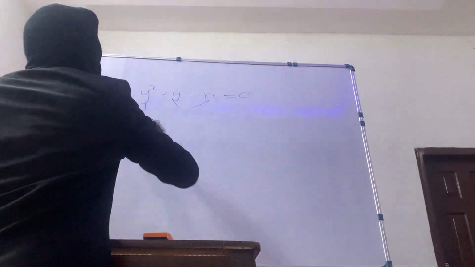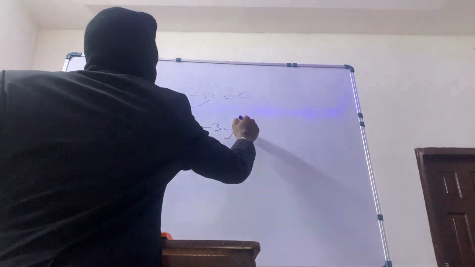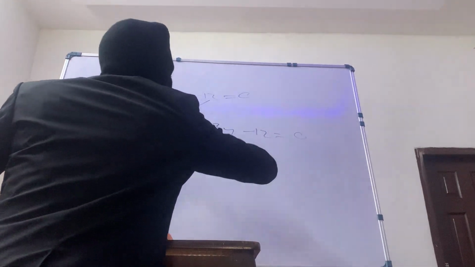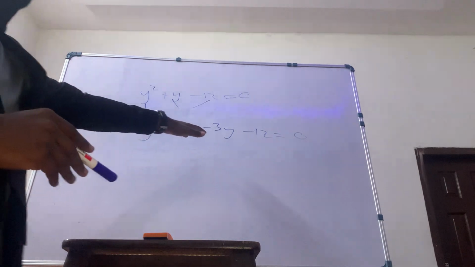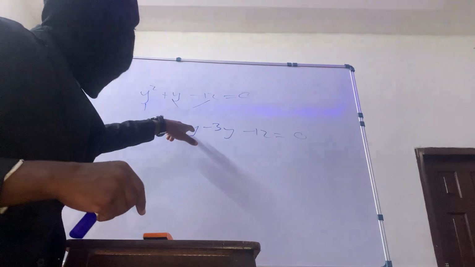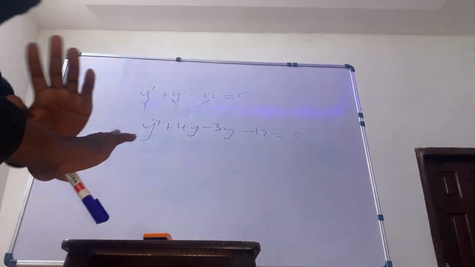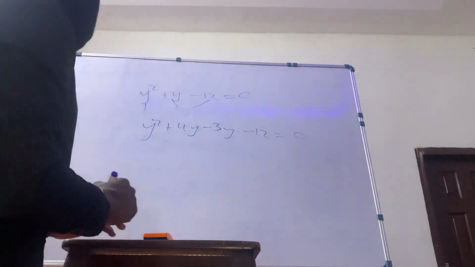We are going to say y squared plus 4y minus 3y minus 12 is equal to 0. If you can see here, we haven't changed anything, because if we do the summation, 4y minus 3y, we are just going to get y. Nothing has changed. We haven't changed the sum.